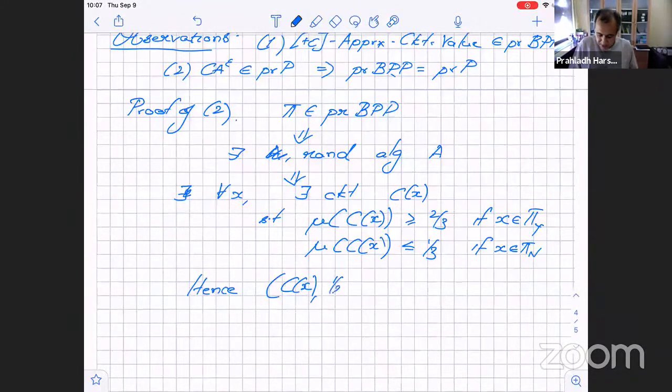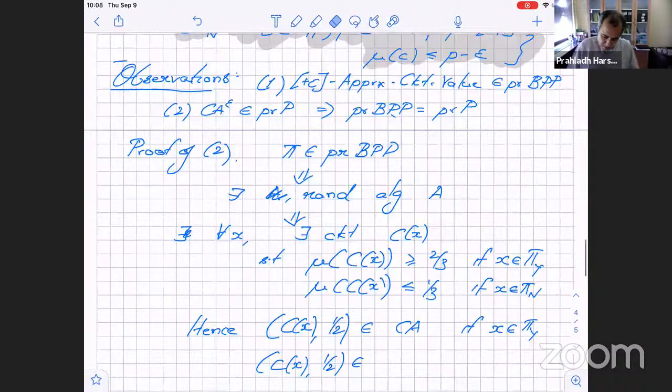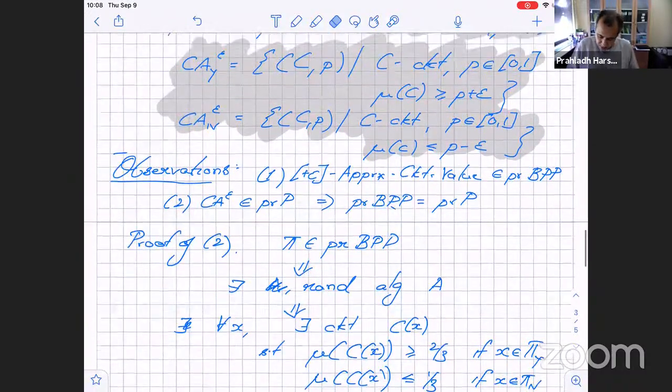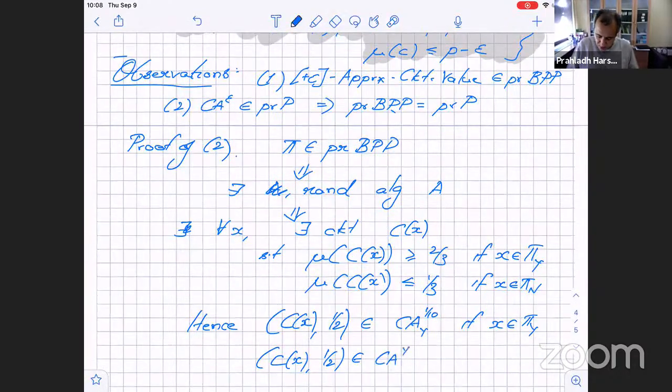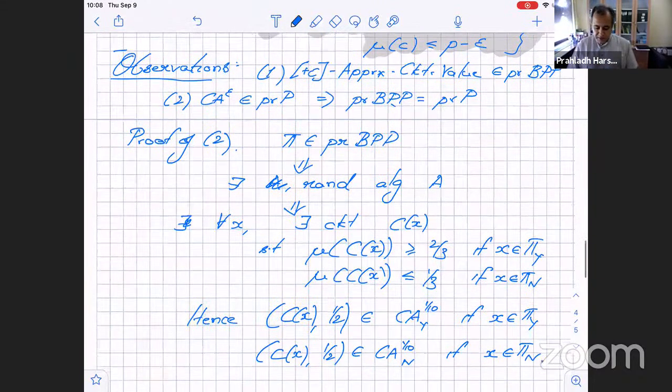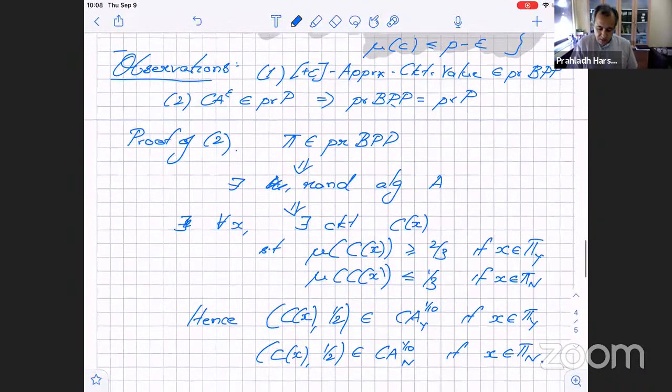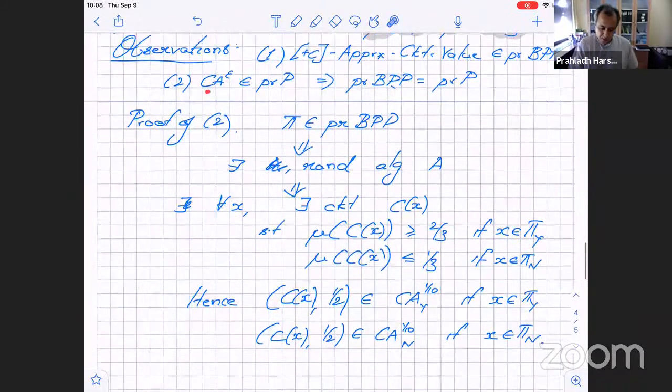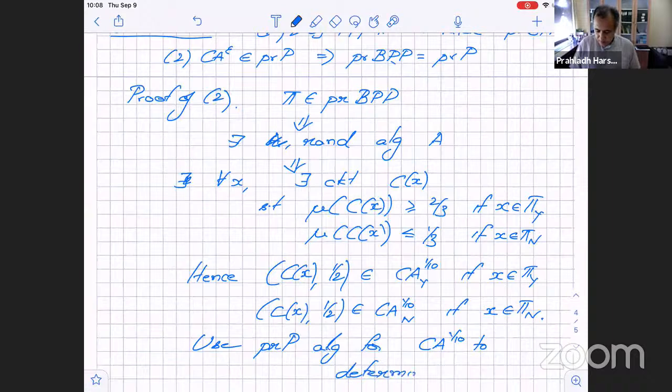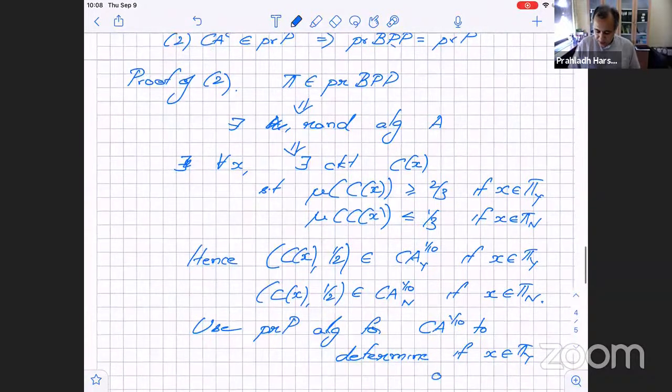So in particular, C of x comma half is in CA 1/10 yes instance if x is in Pi_Y, and, sorry, did I flip the order of this? Which way was yes? It was no. So C of x comma half is a CA 1/10 yes instance if x is in Pi_Y, and a CA 1/10 no instance if x is in Pi_N. Now you can use the promise P algorithm for CA 1/10 to determine if x is in Pi_Y or x is in Pi_N.